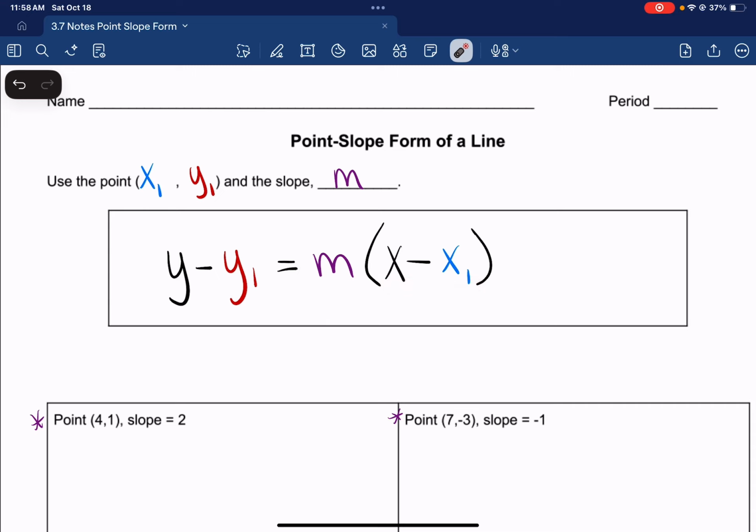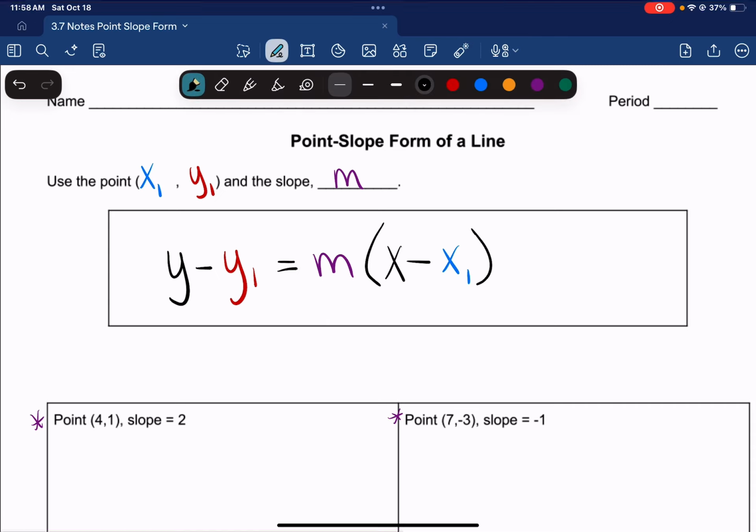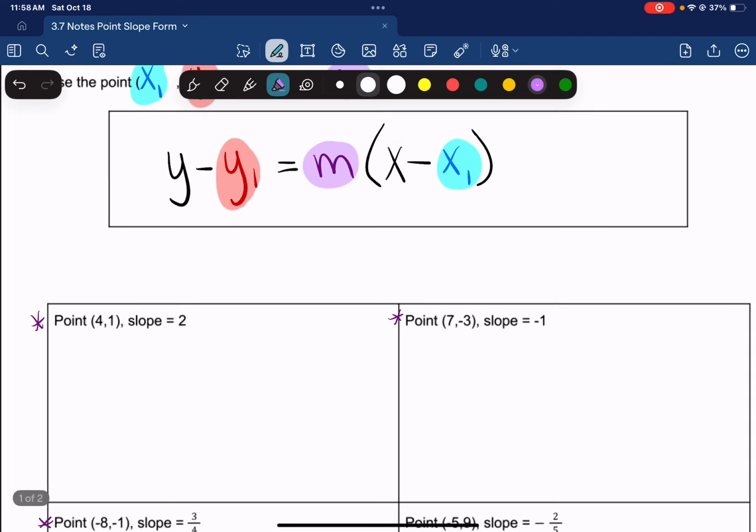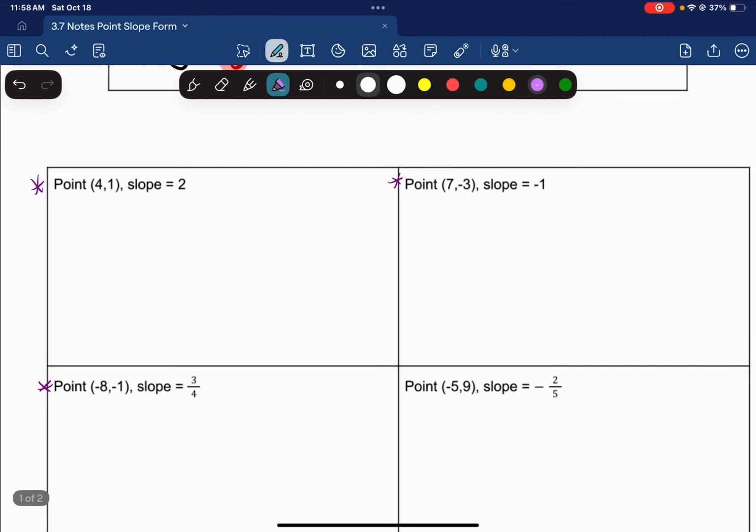Okay, so if I were you, I would encourage you as you write these notes down to use your highlighter and just make sure that you're paying attention to the fact that your x1 variable is always second in your parentheses. Your y1 variable is always second on this side of our equation. And then, of course, your slope value is always placed right here in front of your parentheses. Okay, that's what we did in class anyway. All right, so let's do a couple of examples.